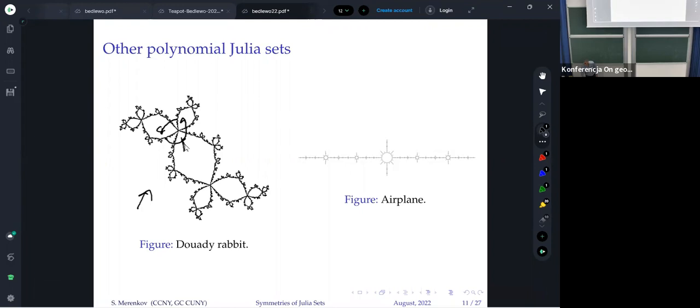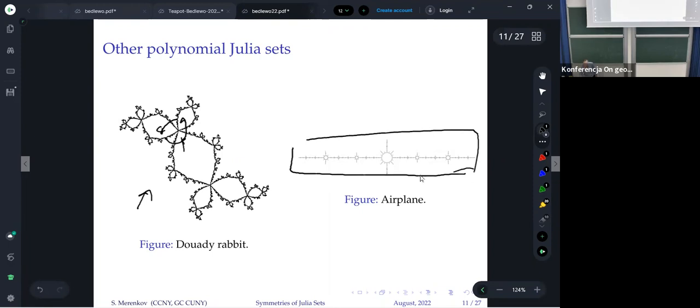What you cannot handle using our techniques is some other Julia sets, like the airplane Julia set, where you do have a tree structure, but the bounded Fatou components are not attached in a tree-like structure. So we could not do this. But a student of Misha, I think, worked on this and has some description for a group like that as well.